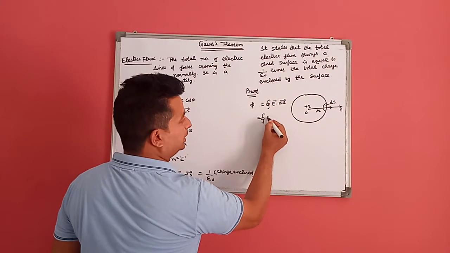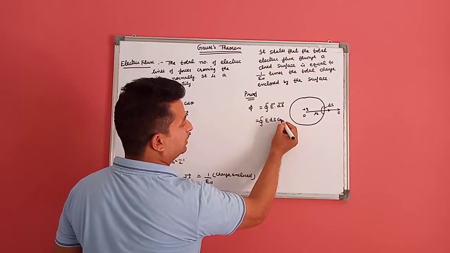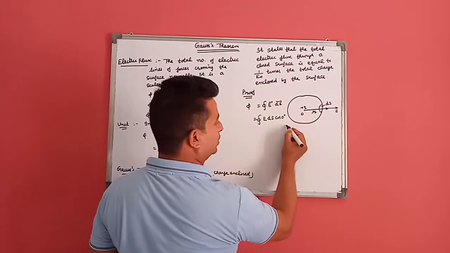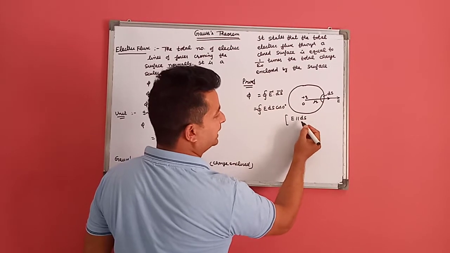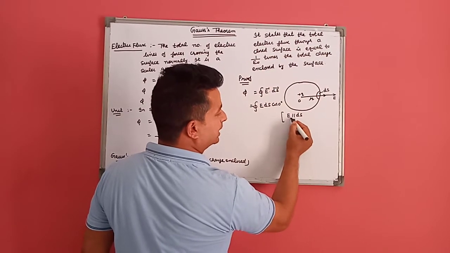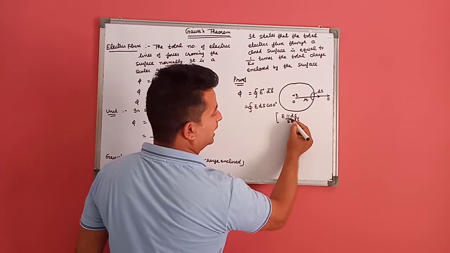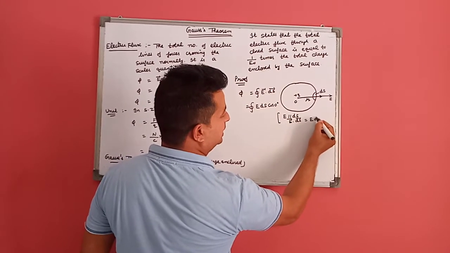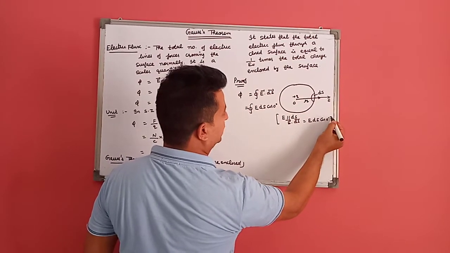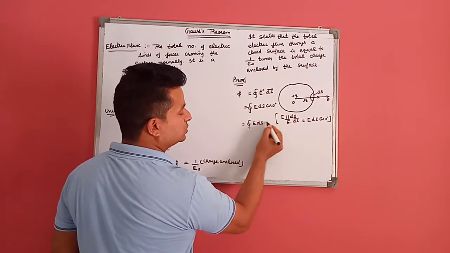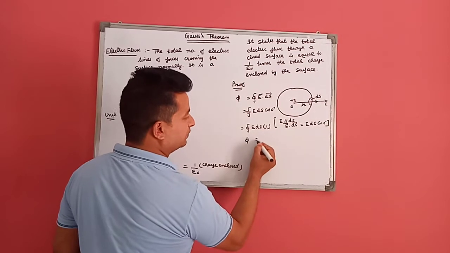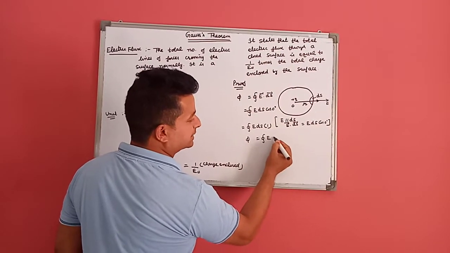As we know, E and ds, the angle between them is 0 degree because E is always in the direction of ds. So E and ds are parallel to each other, and E dot ds is E ds cos of 0 degree. As we know, cos of 0 is 1, so this becomes phi is equal to E ds.